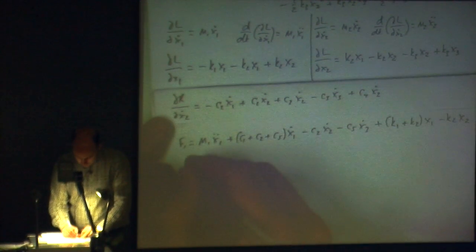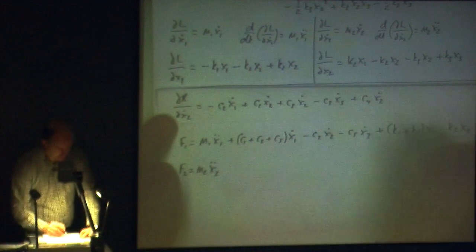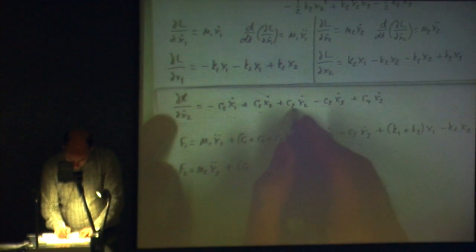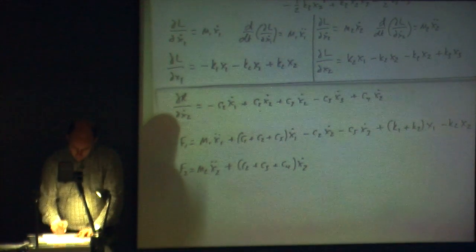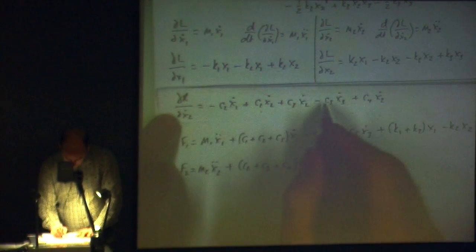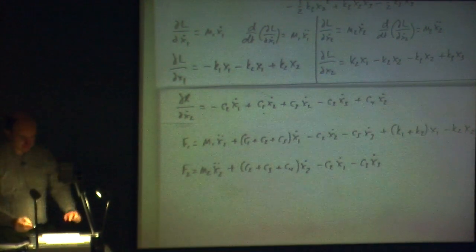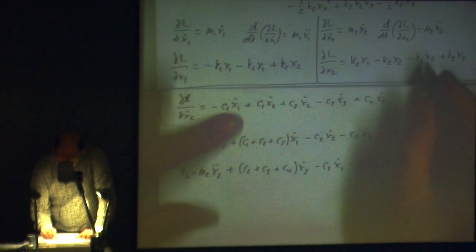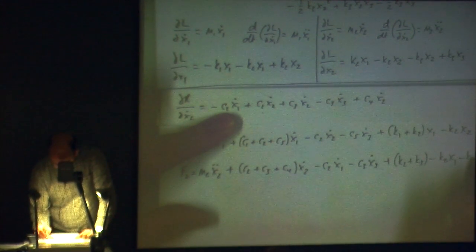So for F2, or for x2, again I've got this term up here, and this one up here. And then I've got my C terms, so again I'm going to group them together. So plus, in terms of x2, I've got C2, C3, and C4. And I've got minus C2 x1 dot and minus C3 x3 dot. And then in terms of my spring over here, this again becomes a plus, sorry, we've got K2 and K3, minus K2 x1 minus K3 x3.